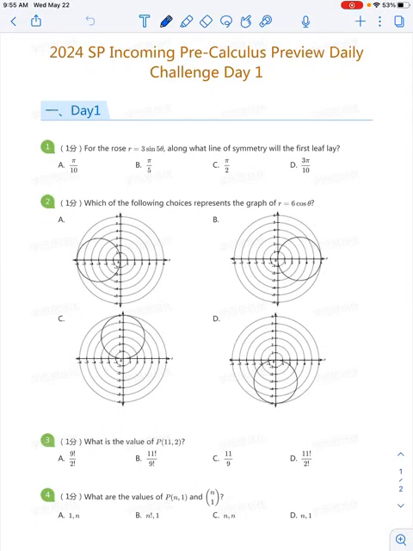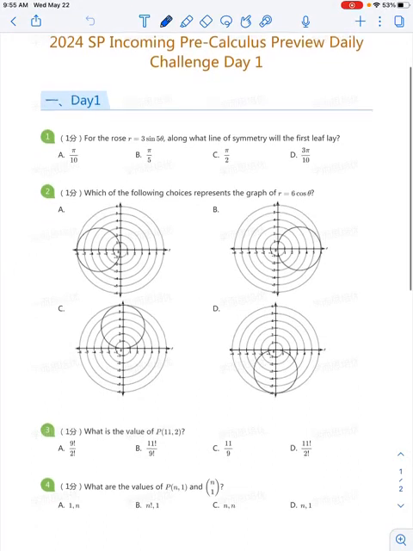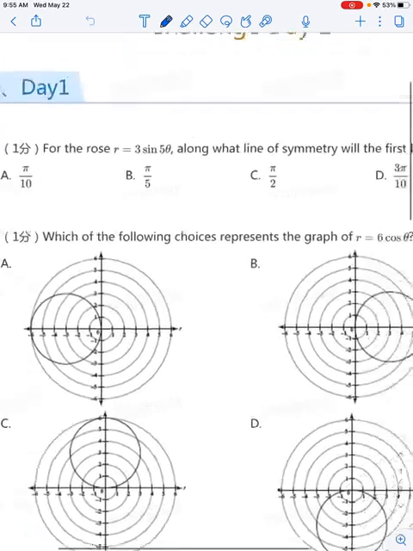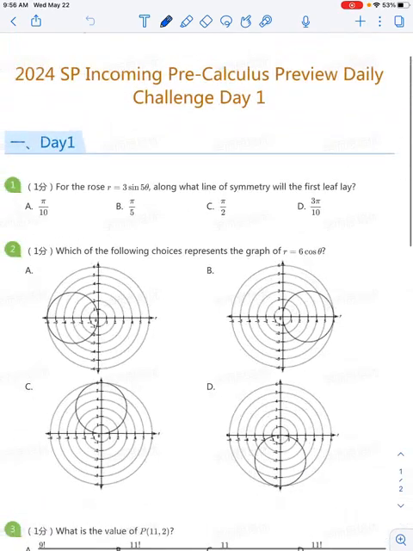Okay, so for the first one here, we have a rose function, r equals 3 multiplied by sine of 5 theta. Along which line of symmetry will the first leaf lay? In pre-calculus, we are going to learn quite a few polar functions, and the rose function will be one of them. In polar coordinates, the points are given by the radius and also by theta, right?